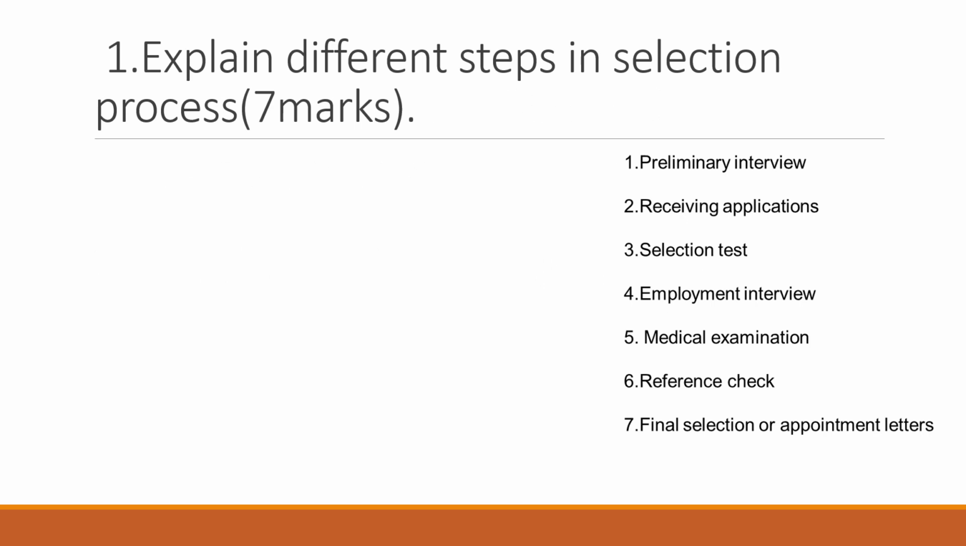The second part of our question is explain different steps in selection process. It carries 7 marks. So you have to first mention the steps of selection process. The 7 steps are mentioned here, you can see, steps 1 to 7. You have to mention them first like this, then explain each one.